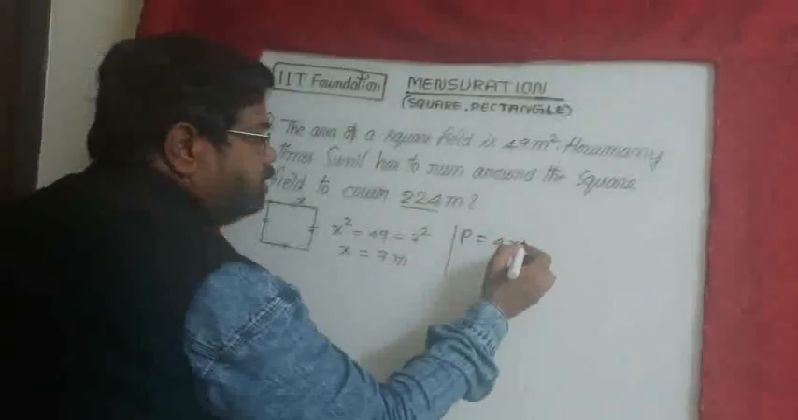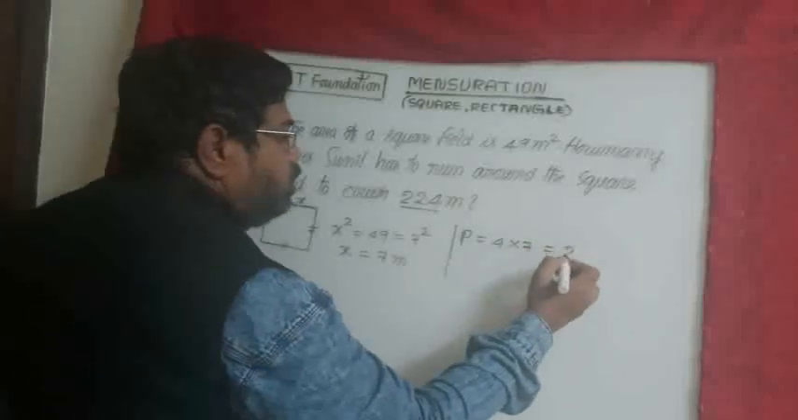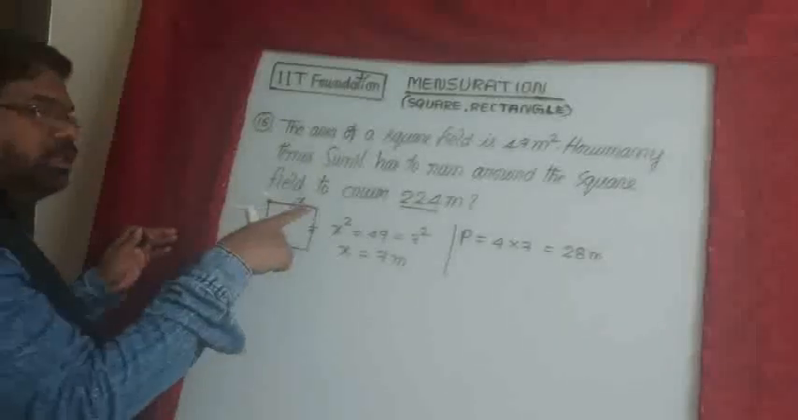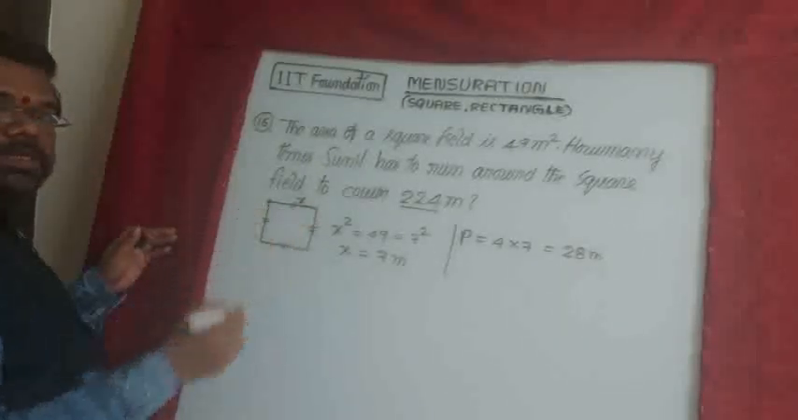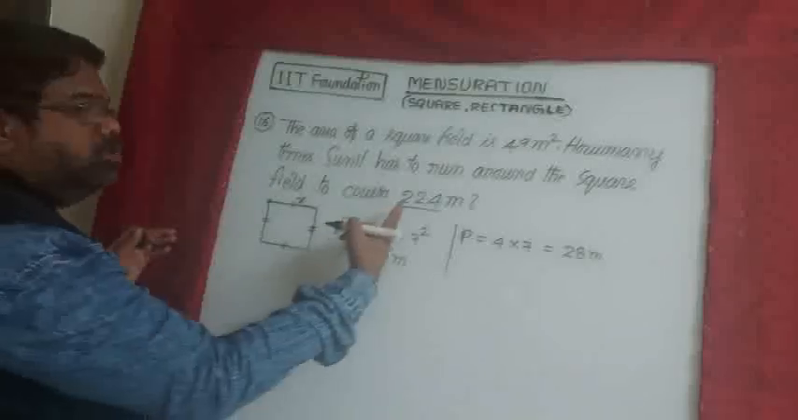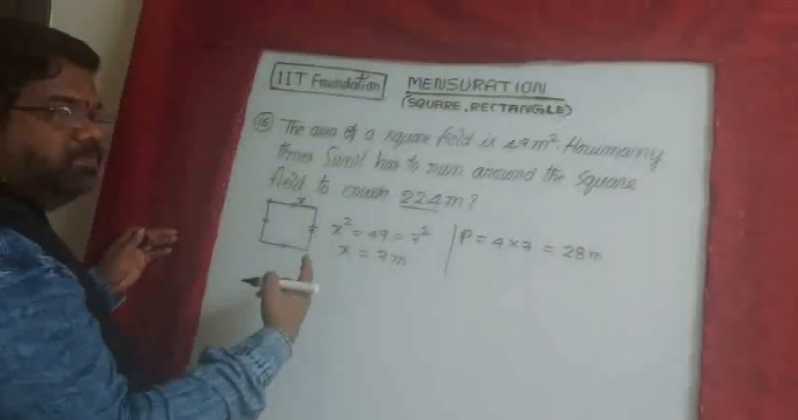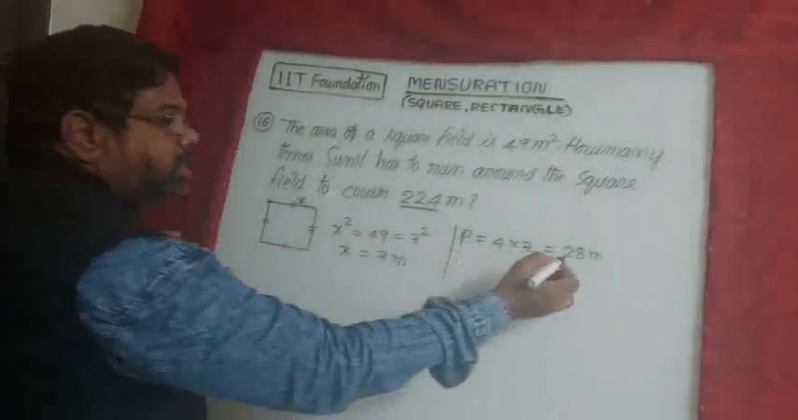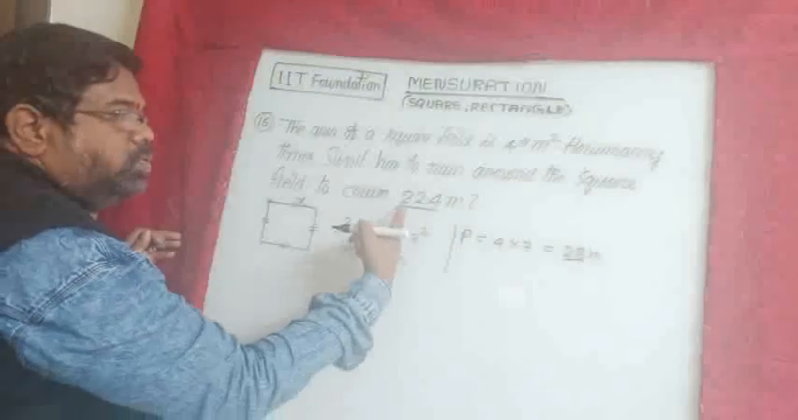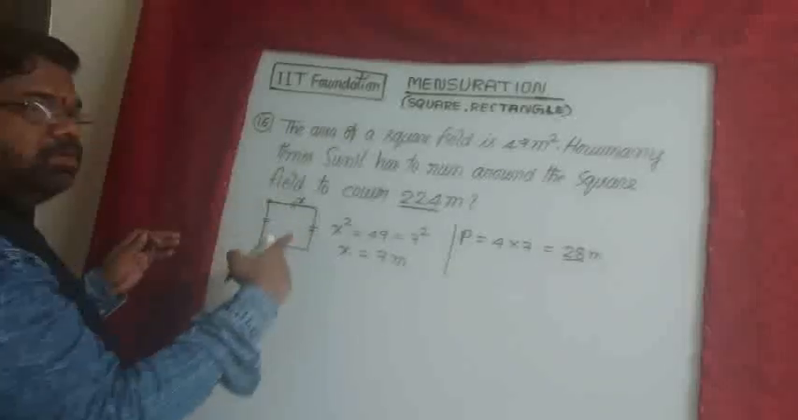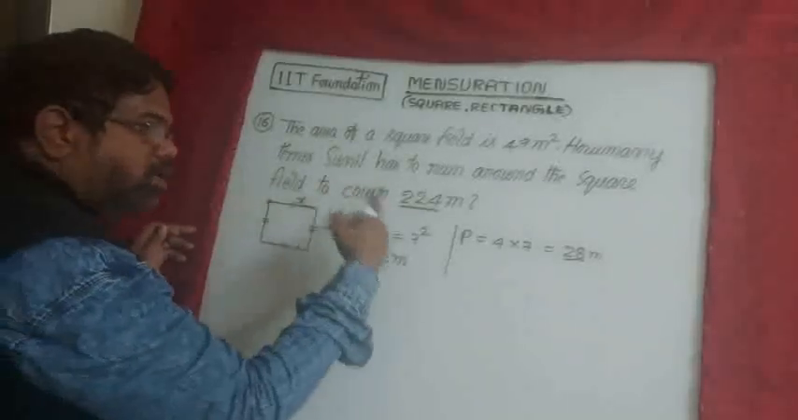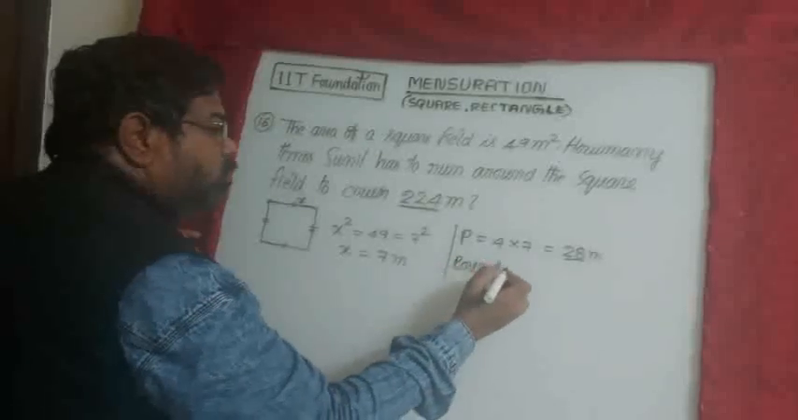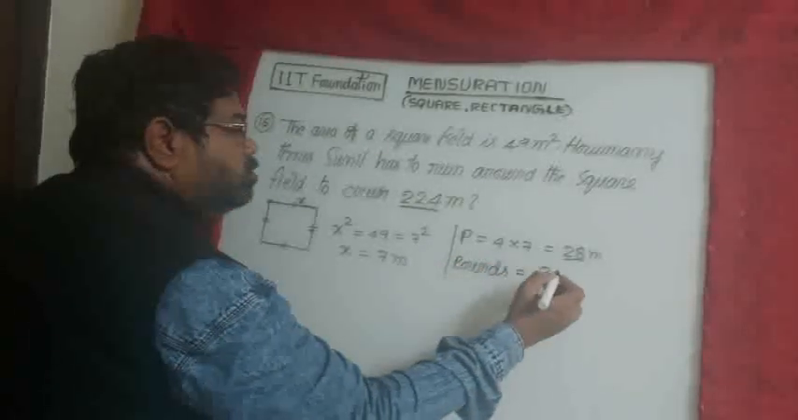4 into side. The side is 7, so 4 sevens. How much? 28 meters. For one round, how much distance will he cover? 28 meters. But he has to cover 224 meters. So how many rounds? For one round he travels 28 meters, but to travel 224 meters, how many rounds are needed? Number of rounds we require.